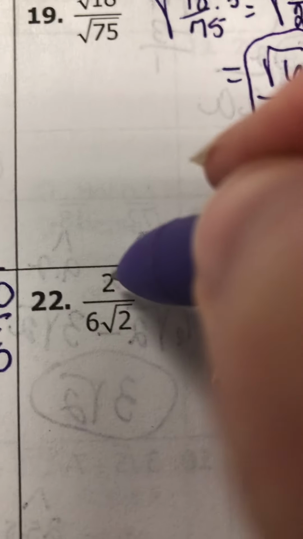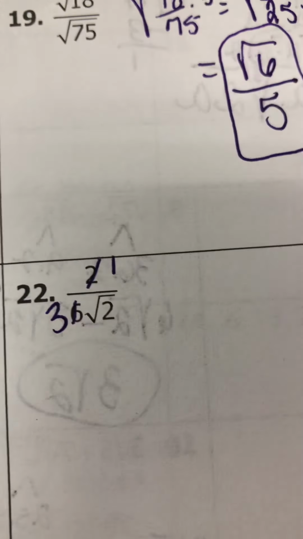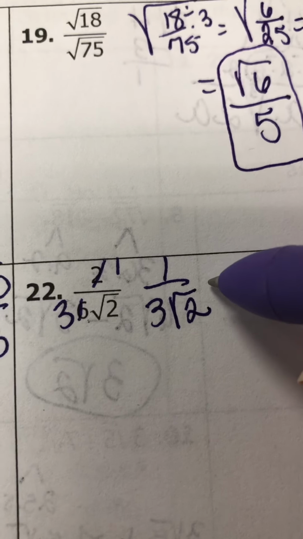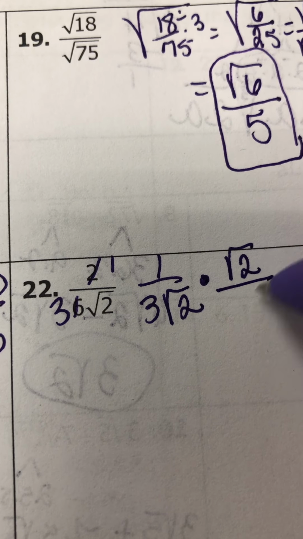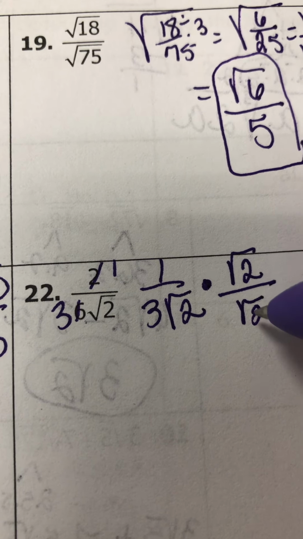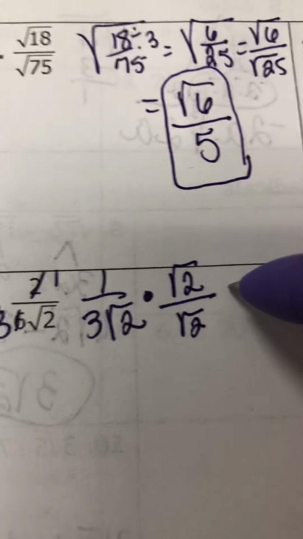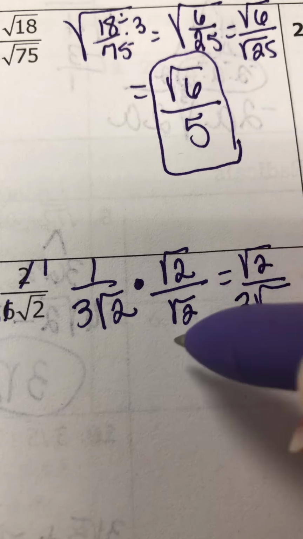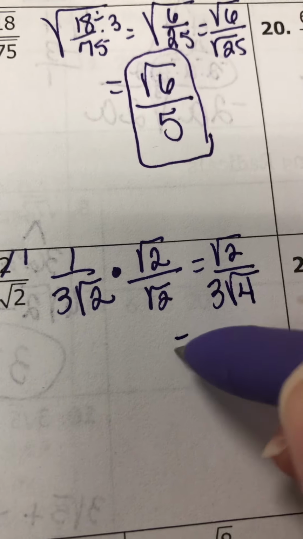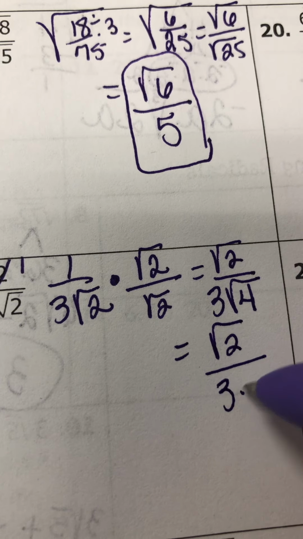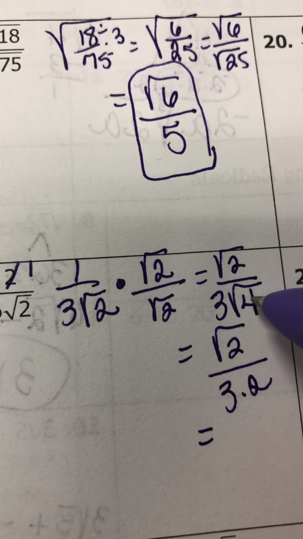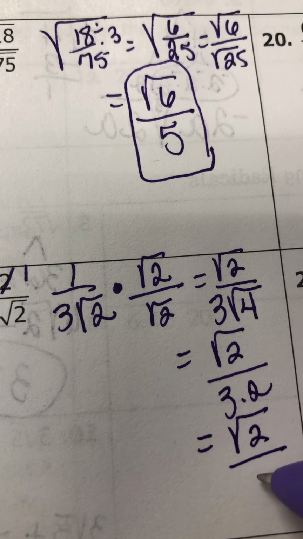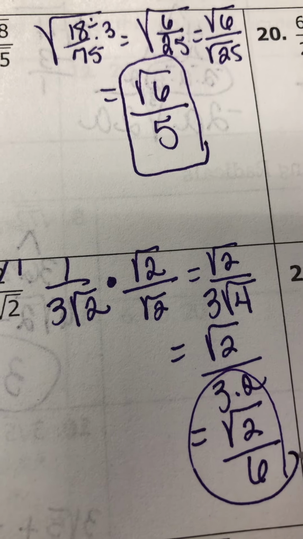Okay, number 22, I can reduce 2/6 to 1/3, so I have 1 over 3 square roots of 2. Now I need to get rid of radical 2 from the denominator by multiplying radical 2 over radical 2. 1 times radical 2 is radical 2. Then I have my 3. Radical 2 times radical 2 is radical 4. We created a perfect square. Now we're going to pull it out. Multiply the square root of 4, which is 2, to the 3, which is already out there, and we'll get the square root of 2 over 6.